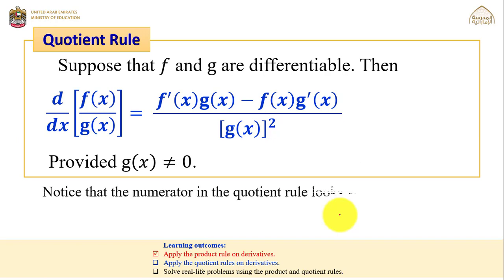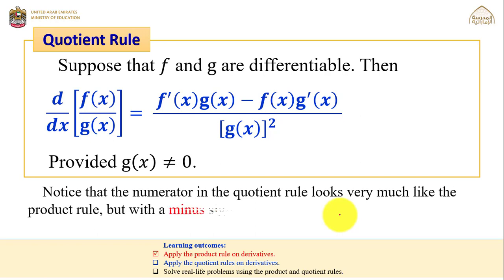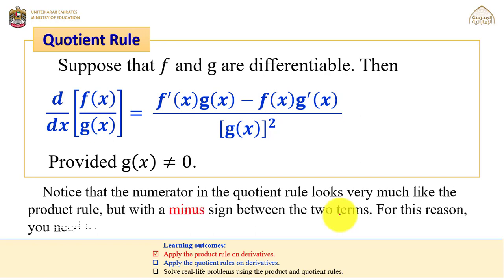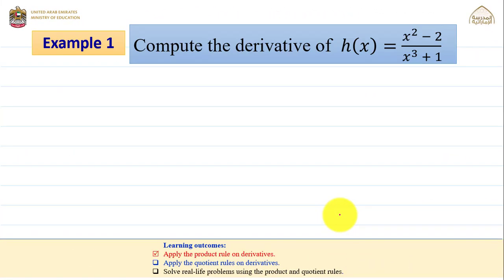Notice that the numerator in the quotient rule looks very much like the product rule but with a minus sign between the two terms. For this reason, you need to be very careful with the order. Let's start with this example. Compute the derivative of h of x equal x to the power 2 minus 2 over x to the power 3 plus 1.